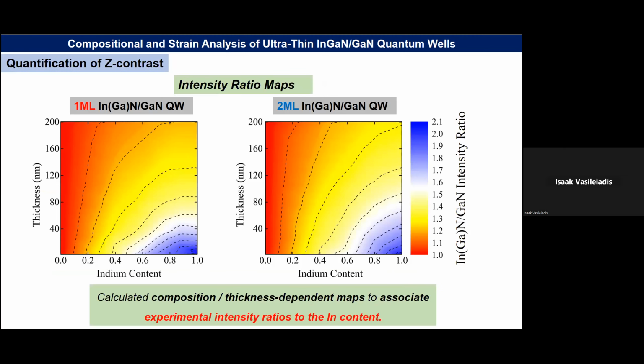Actually, we create maps like this that can give us the intensity ratio values by changing the thickness and indium content. By having a map like this, you can use it to analyze the intensity ratio that is experimentally observed. And so we can now associate the experimental intensity ratio to the indium content.